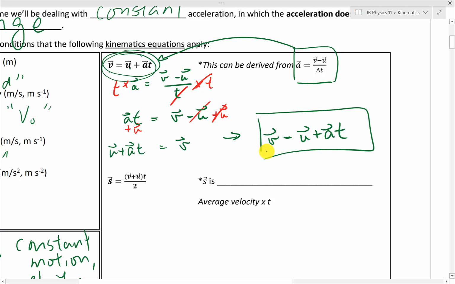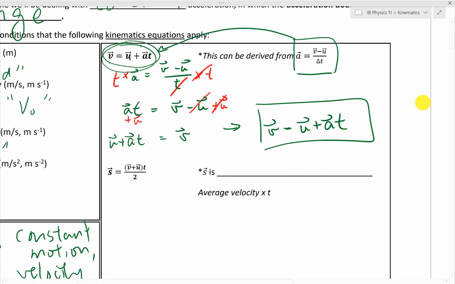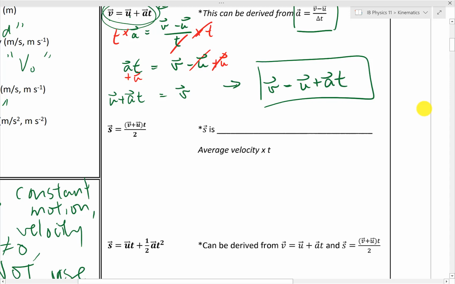I lied. I was going to show you derivations, but I really wanted to do this quickly just to show you it's the basic definition of acceleration. The next one we have is this one. We have displacement, final velocity, initial velocity, time, and over 2. So let's give you a little idea what this is really talking about.